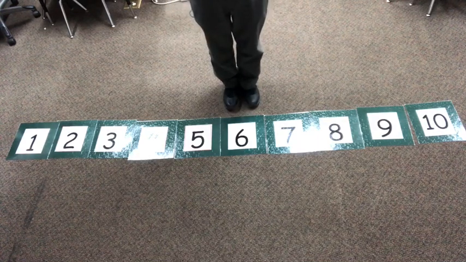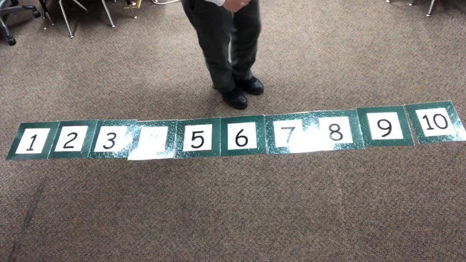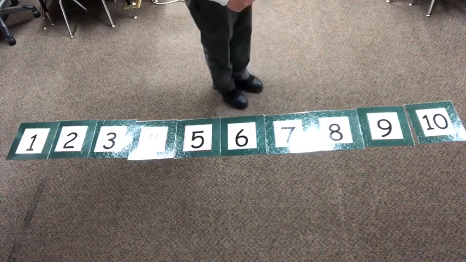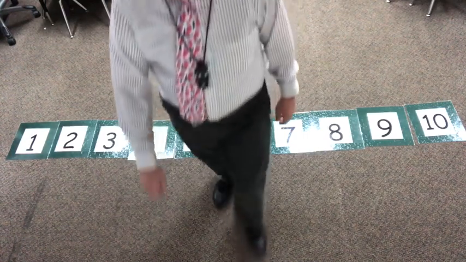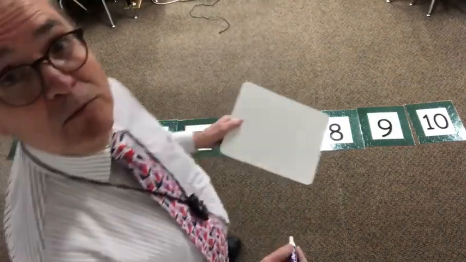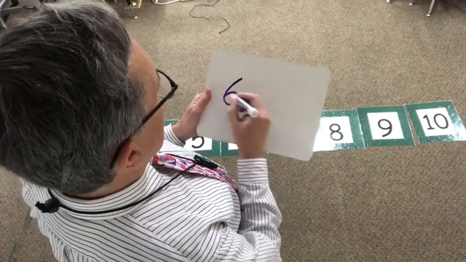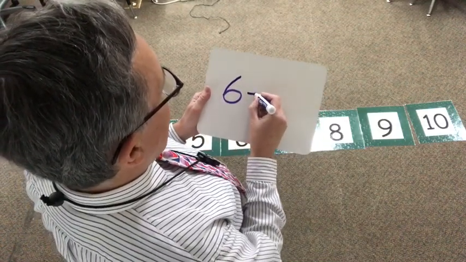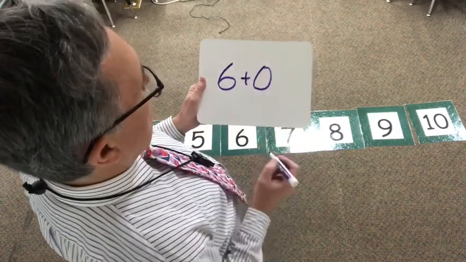Now, let's pretend that David finds no more pine cones. He gets 0 more. Should I take a step? No. He didn't go anywhere. Let's look at this number sentence. It's different from ones that we've done before. He started with 6 pine cones, and he found plus 0 more.